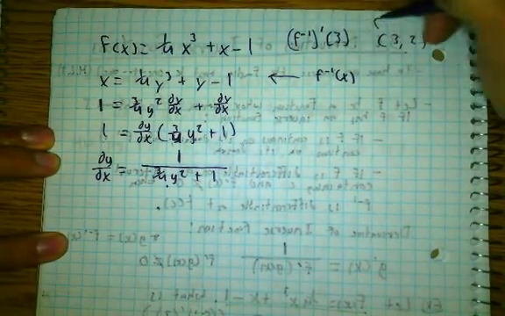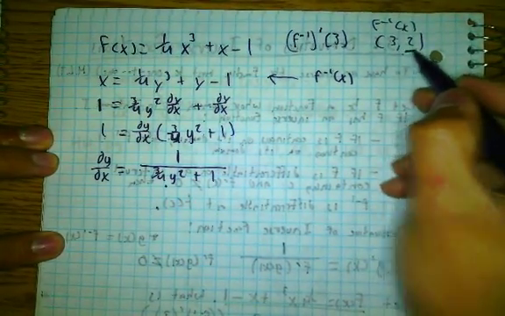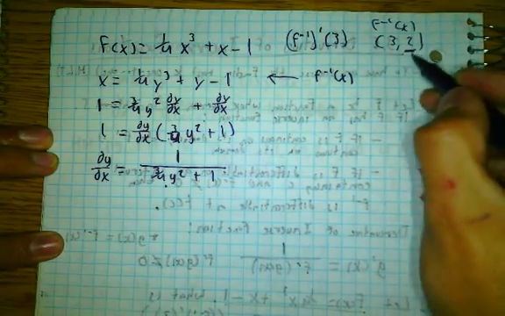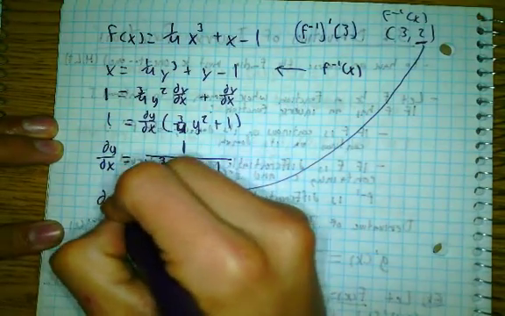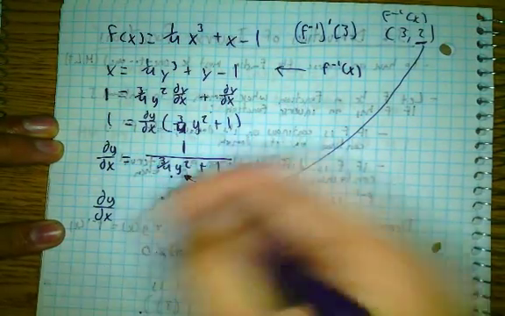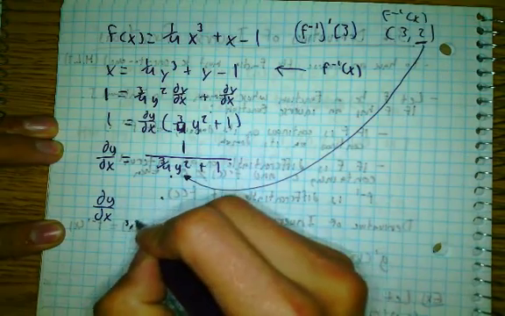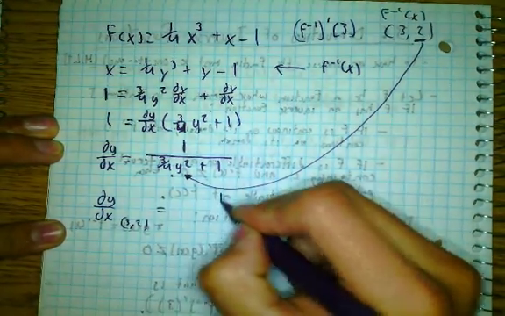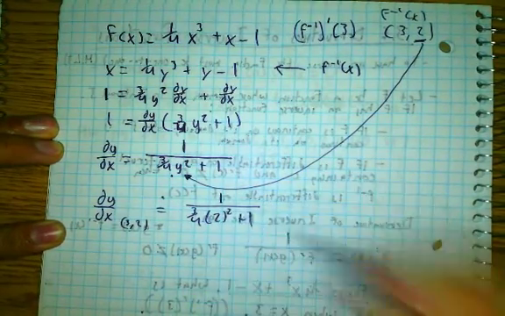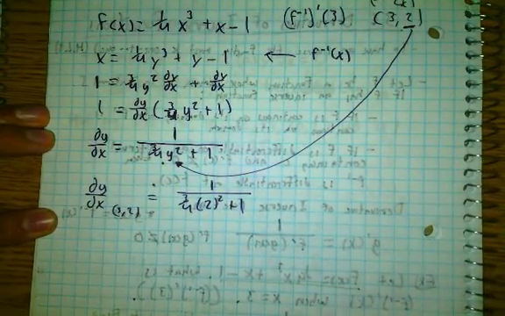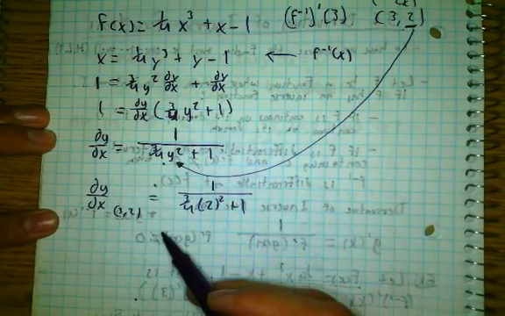So that means I can then come in and plug it in there. So then dy/dx at the 3 value, right? Or you can even put the point if you want to, equals 1 over (3/4)(2 squared) plus 1. And that looks exactly like the last thing we had on the previous page, right? 2 squared is 4, times 3/4 is 3, plus 1 is 4, so 1/4. Cool?